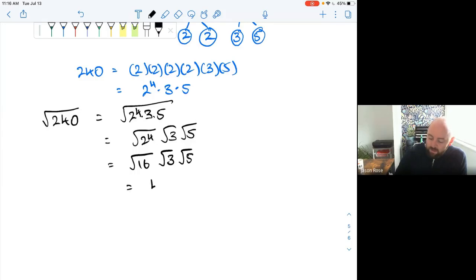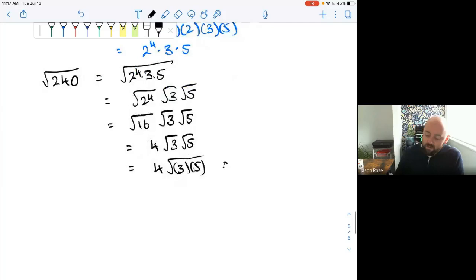And the square root of 16 is 4, times root 3 times root 5. Since root 3 and root 5 don't reduce any further, there's no point in having them as separate terms. So we can do this as the square root of 3 times 5, kind of going backwards. So 4 root 15 would be the simplest form of root 240.